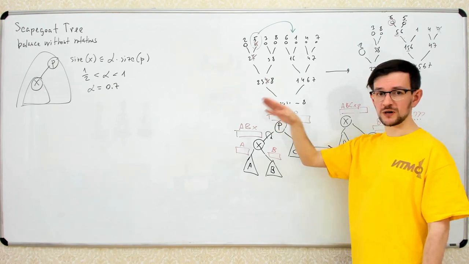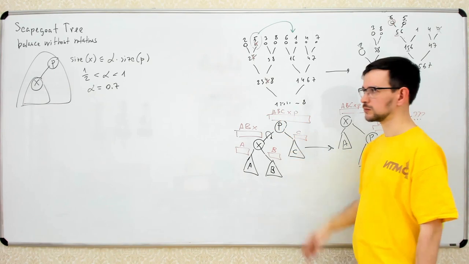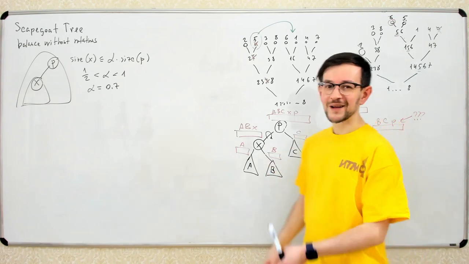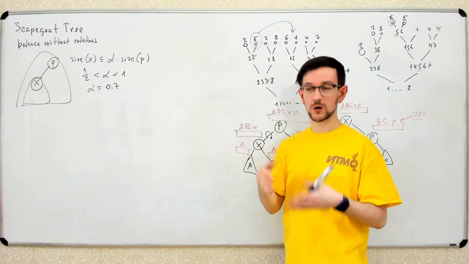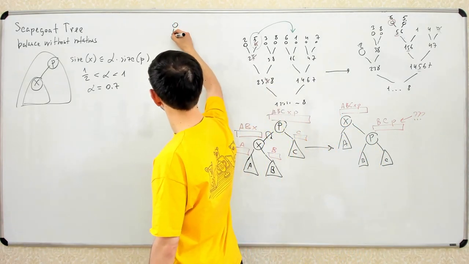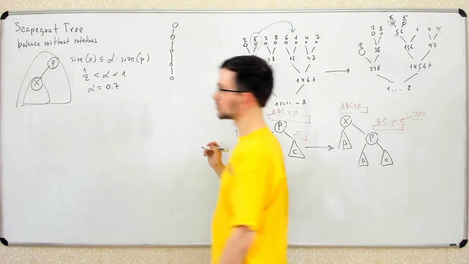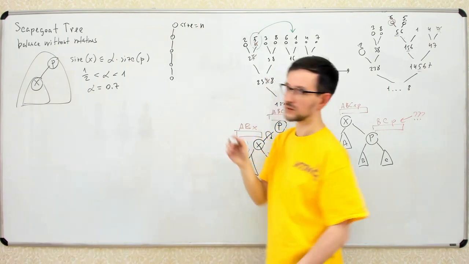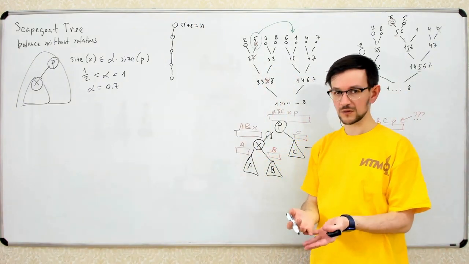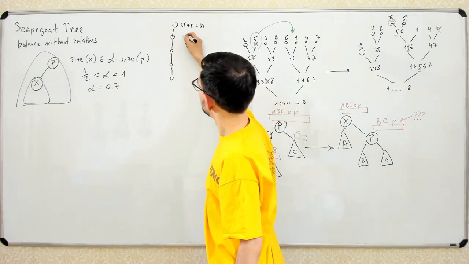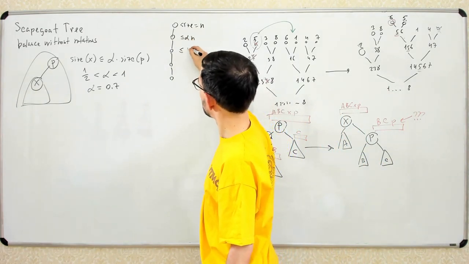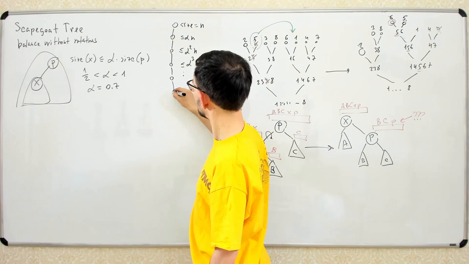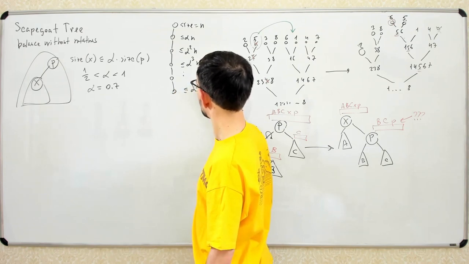Is it obvious that this property will guarantee that the height of the tree is logarithmic? Should we prove it? Let's prove it. This property guarantees that the height of the tree is logarithmic. Why? Because if you look at some path from the root to some leaf, then the size of the root is n. Yes, you have n elements in the whole tree. Then the size of this node will be no more than alpha n. The size of this subtree will be no more than alpha squared n, no more than alpha cubed n, and so on. So the size will be no more than alpha to the power of depth times n.